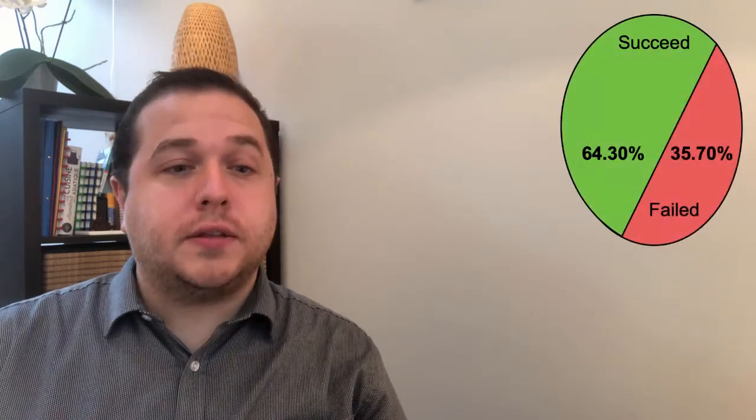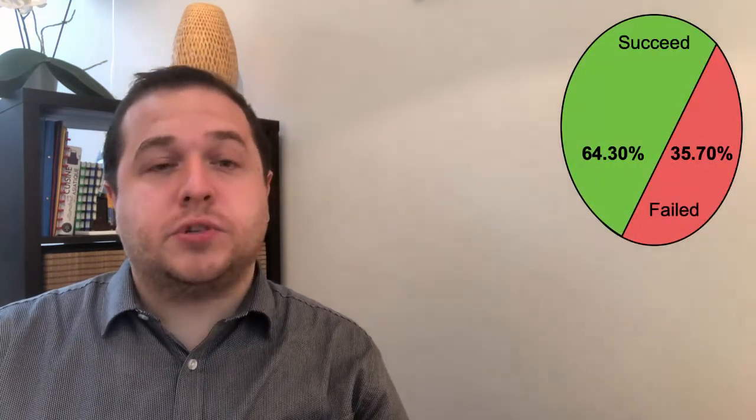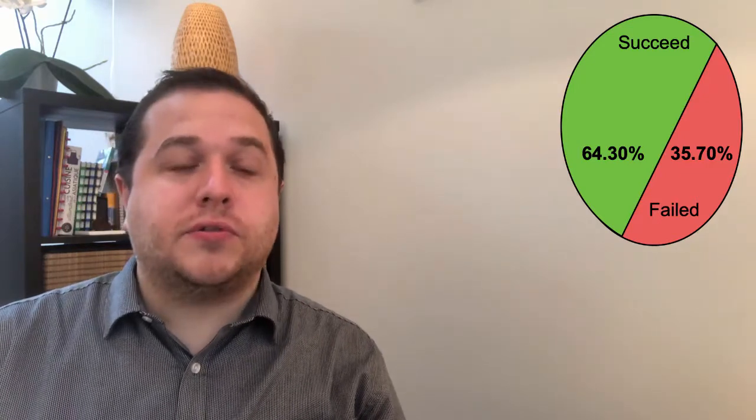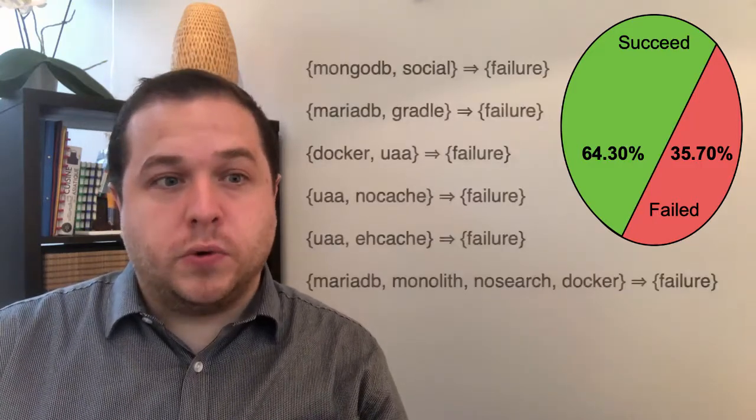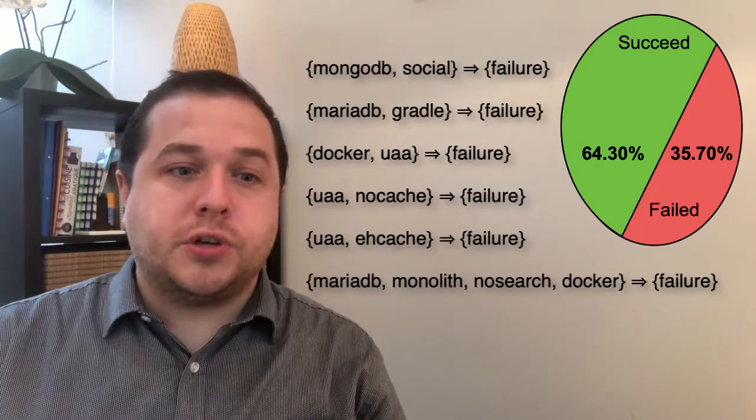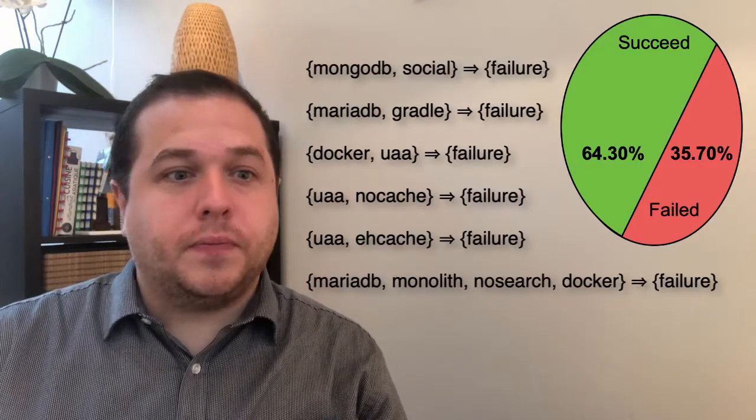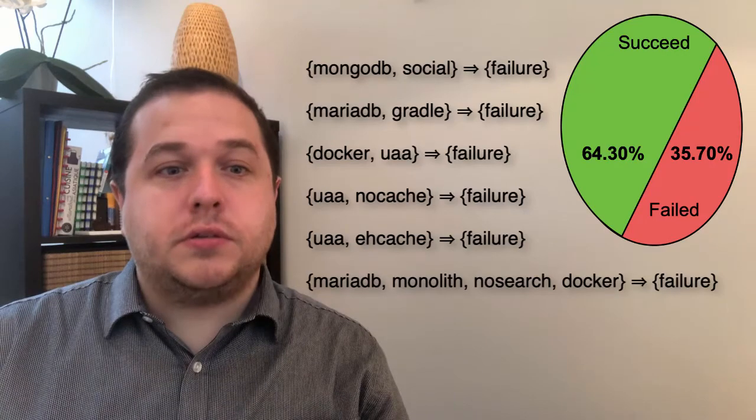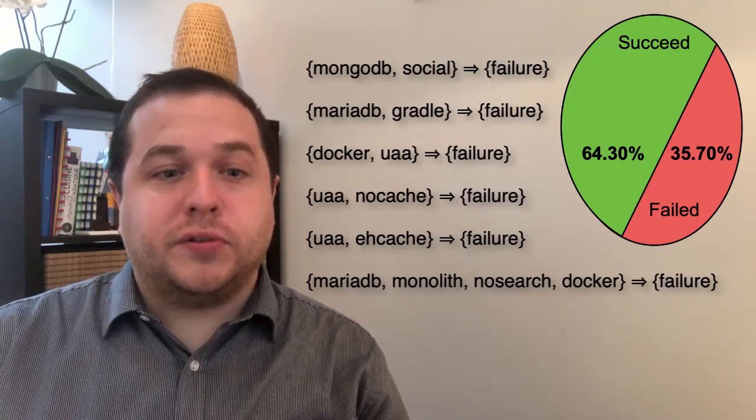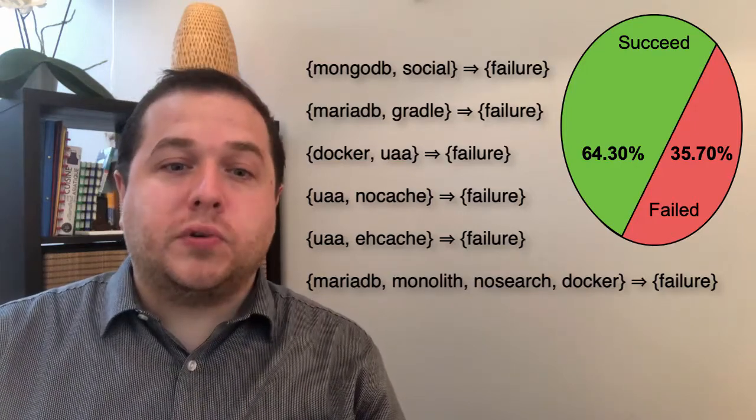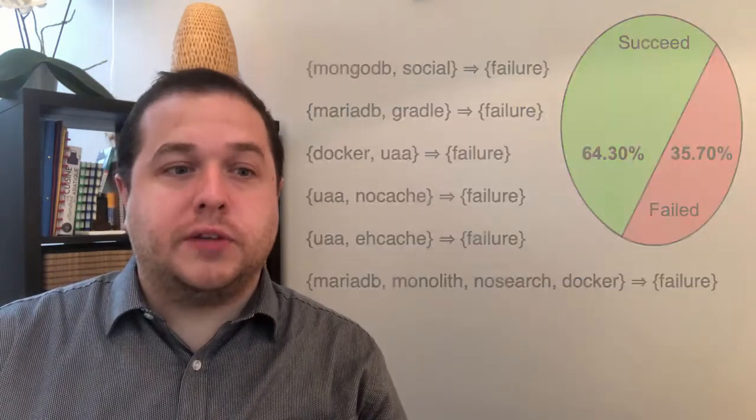Out of the 26,000 plus configurations, we observed that 9,376, which is about 35% of the configurations, failed. So to identify the underlying faults causing those failures, we used associational learning to associate configuration options with the different failures. We manually confirmed the results using the JHipster issue tracker, and we ended up identifying 5 confirmed faults and 1 new fault later confirmed by the developers.